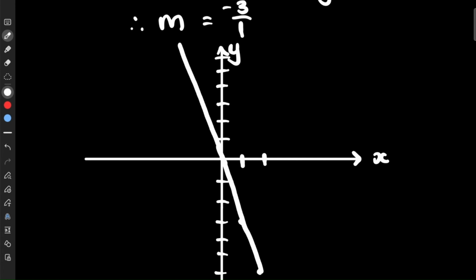This is not a method for sketching the graph. I'm just trying to show you how you can think about the slope in a simple way that is easy to remember.